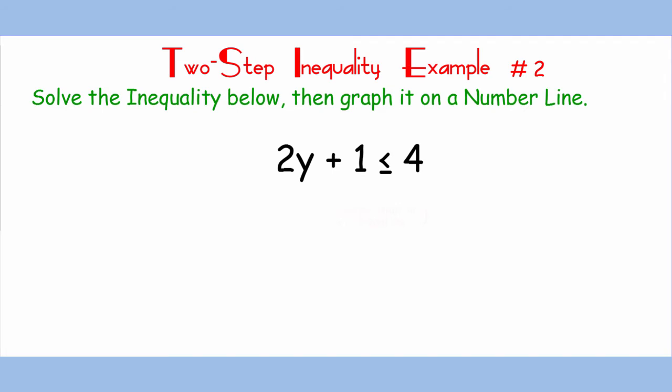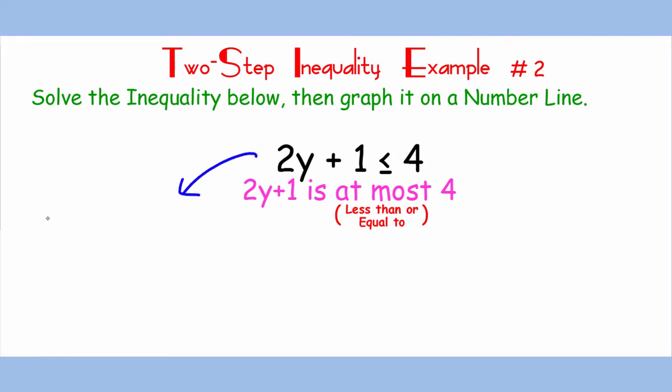Now let's try out another example. 2y plus 1 is at most, or less than or equal to, 4. Just like our previous example, we will treat this as an equation, which is 2y plus 1 equal to 4. And again, our answer should be y is at most something. So presetting the answer will help.